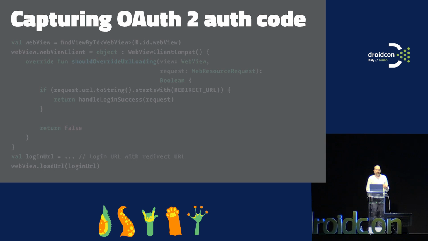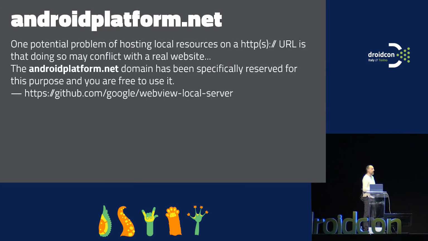So it's a rather simple case to use it. But remember, if you can get your backend team or whoever provides the thing to provide you with an API instead for logging in, do that instead. Now, back to that URL. It's androidplatform.net. Google has reserved this domain for this specific purpose.